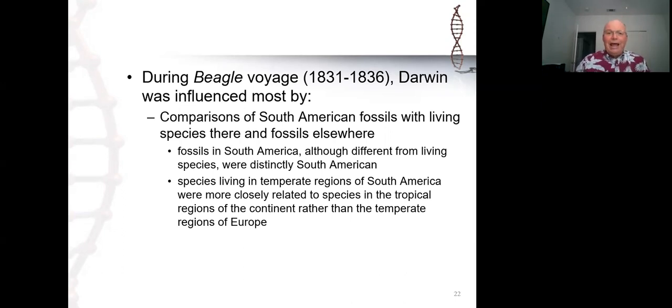Each region has its own unique set of organisms, and Darwin recognized that the fossils also reflected that regionality, that the organisms in the fossil record were from the local region and were more closely related to the living organisms in South America than they were to any other group of organisms living anywhere else in the world. Very important observation, the regionality of organisms.